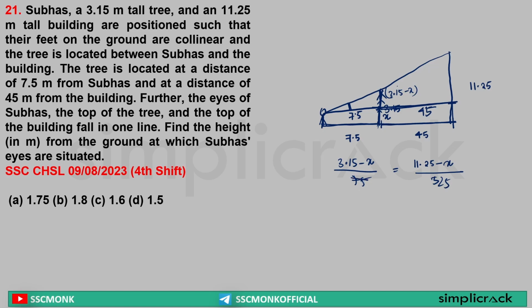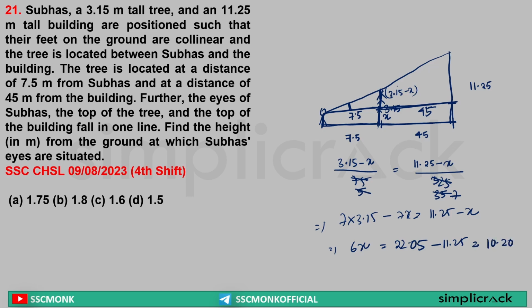Now sir, 15 5s are 75, 15 3s are 45, 15 5s are 75, 5 7s are 35. So this will be multiplied here. So 7 into 3.15 minus 7x is equal to 11.25 minus x. So 7x will come to this side, so this will be 6x, which is equal to 7 into 3.15. 7 3s are 21 plus 1 is 22, minus 11.25, which is equal to 10.20.